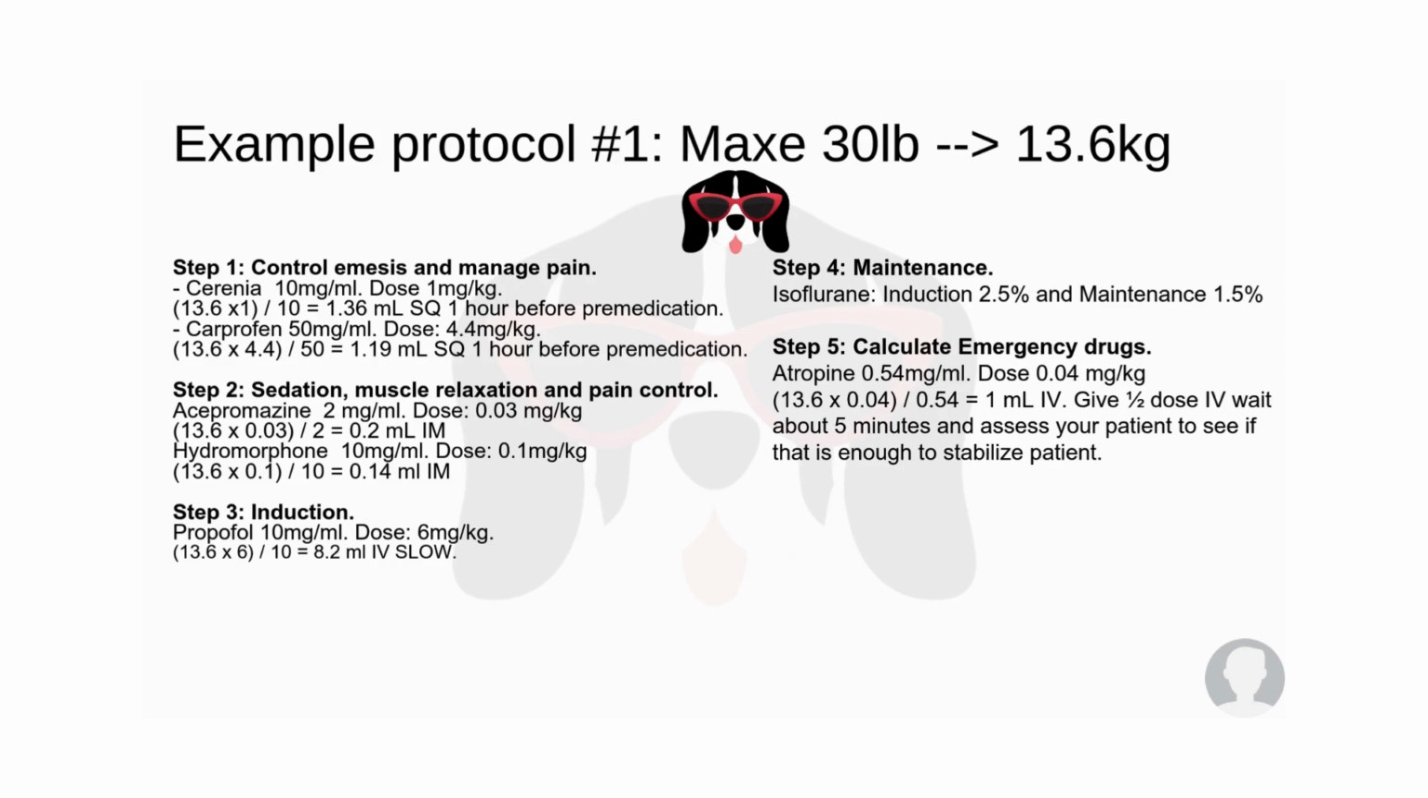Then for maintenance, I'm going to use ISO, and I calculated my MAC. So for induction, I'm going to do 2.5, and for maintenance, 1.5. Then I also like to calculate my emergency drugs. In this case, the only thing you're going to have available is going to be atropine. Just in case I need it, I have it ready.